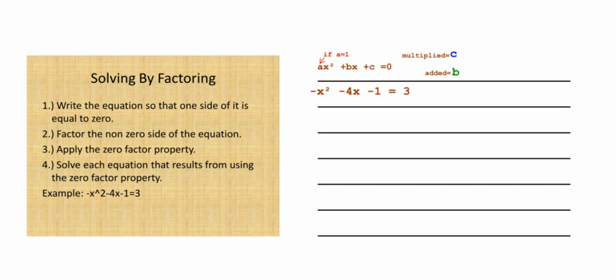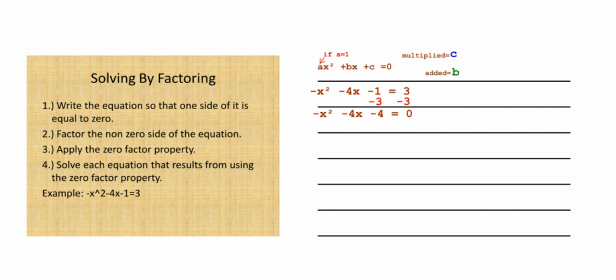We have negative x squared minus 4x minus 1 equals 3. It does not look like it's set equal to 0, so we must set it equal to 0. Let's get rid of the 3 on the right side, so minus 3 from both sides to set it equal to 0. There we go. Negative 1 minus 3 gives us negative 4. So we have negative x squared minus 4x minus 4 equals 0.